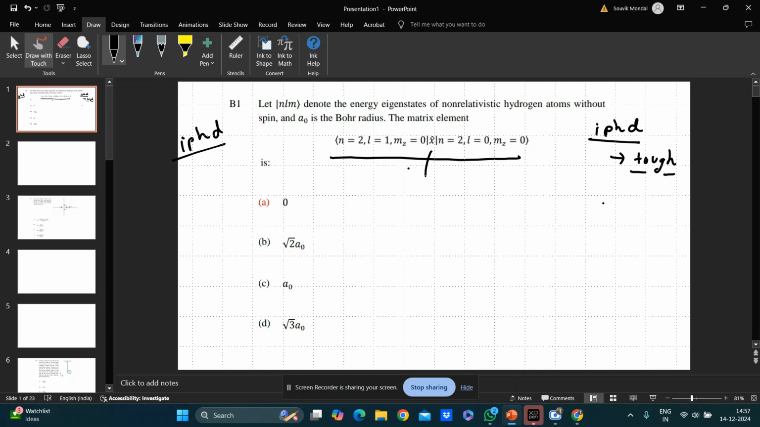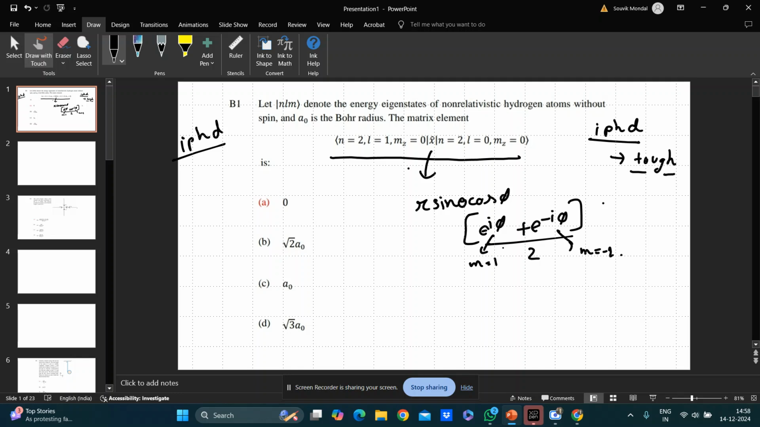Okay, so you know that x is r sin theta cos phi, and cos phi is (e^{i phi} + e^{-i phi}) divided by 2. So if you take Lz of x, there is i phi and minus i phi. So here m is equal to 1, here m is equal to minus 1. Okay, so for it to have a finite value, these two states must have a separation delta m equal to plus or minus 1. Otherwise, as you can see, here mz is 0, here mz is also 0.